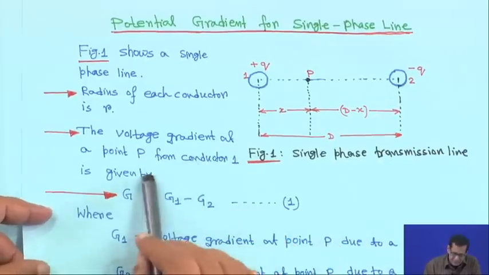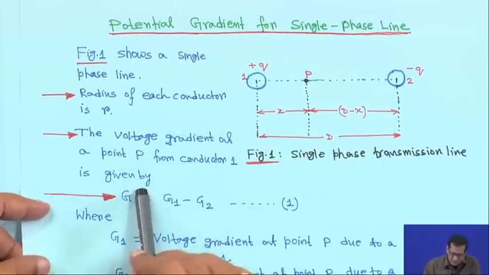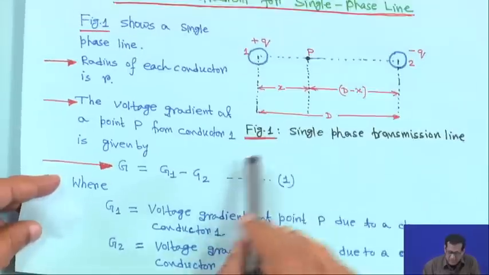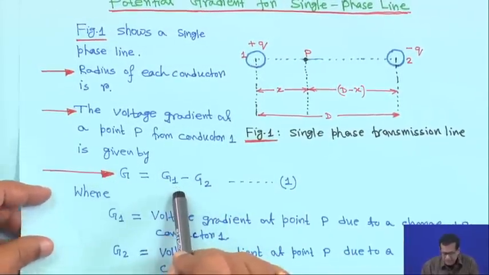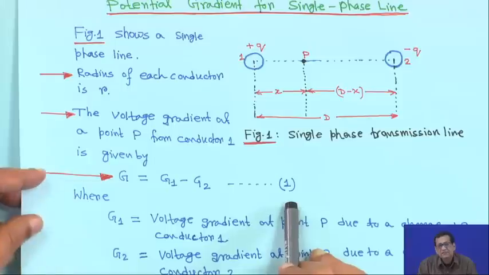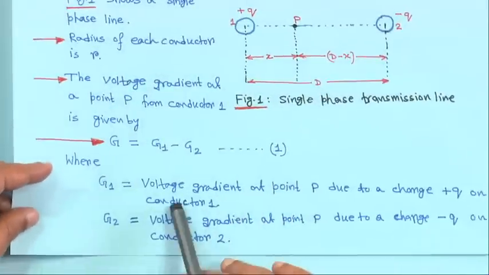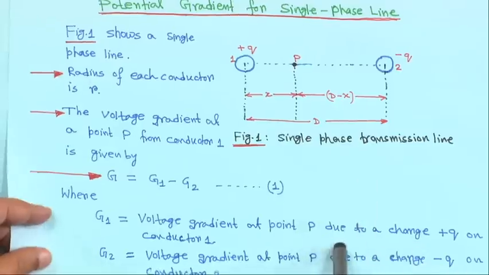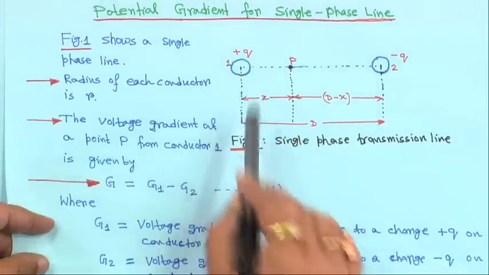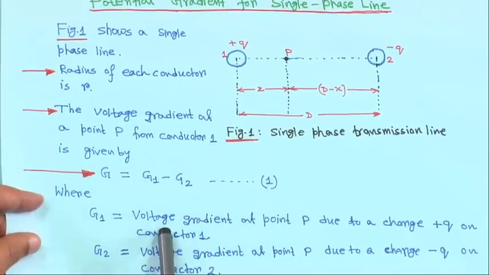So, the voltage gradient at point P is given by G, capital G, equal to G1 minus G2. So, this is equation 1, where G1 is the voltage gradient at point P due to charge plus q on conductor 1, right. So, this is G1.